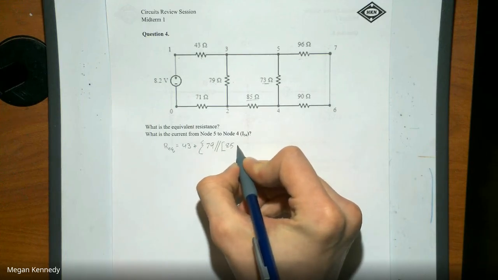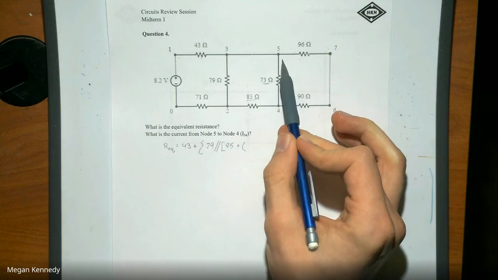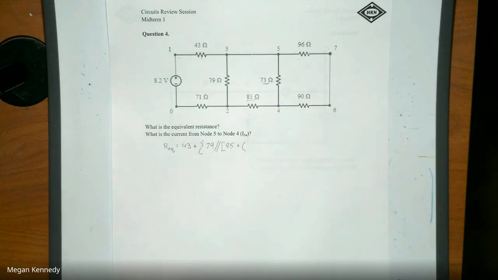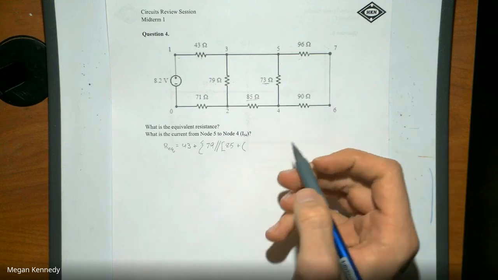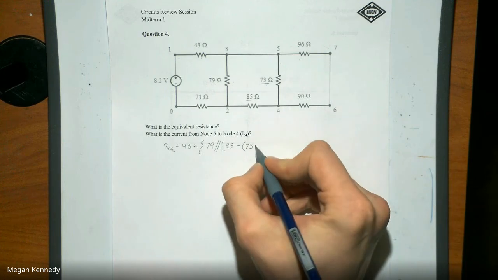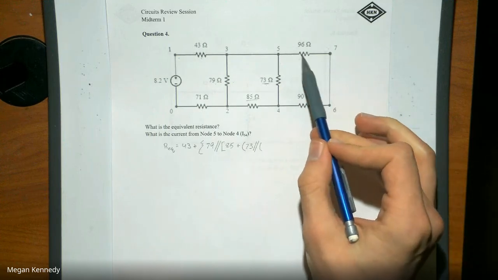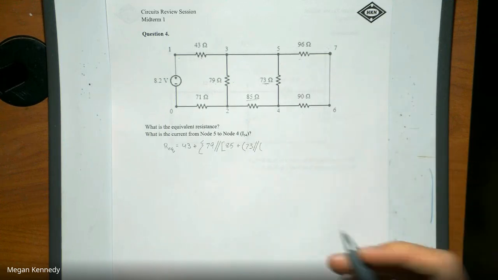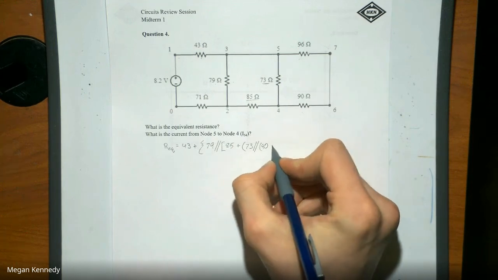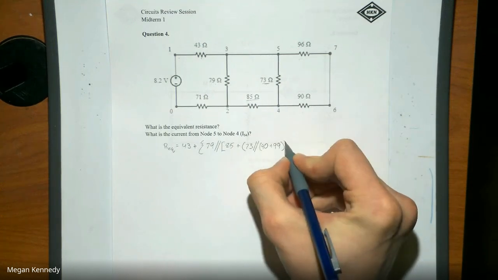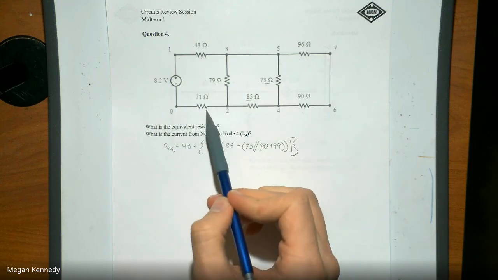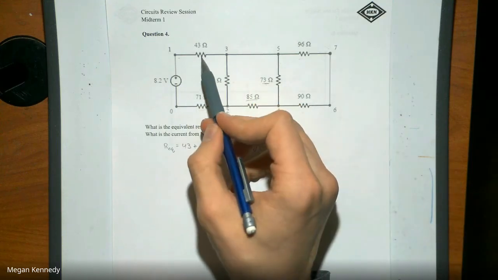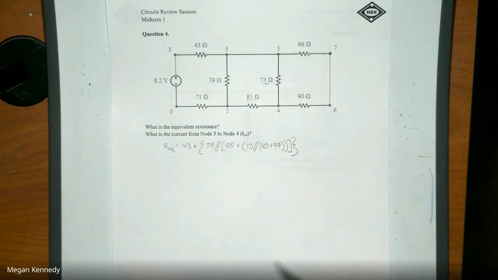So we have that 85 ohm resistor plus, now if we look over here, this 73 ohms, again, you can't just add it directly in series because we have this other path that current takes. We have to account for those resistors. So we have that 73 in parallel with, in this case, the 96 and the 90 ohm resistors, which are in series, so we can just add those together. 90, 96. And then finally, as we finish going around the loop here, we have the 71 ohm resistor that's in series with 43, and then this giant equivalent.